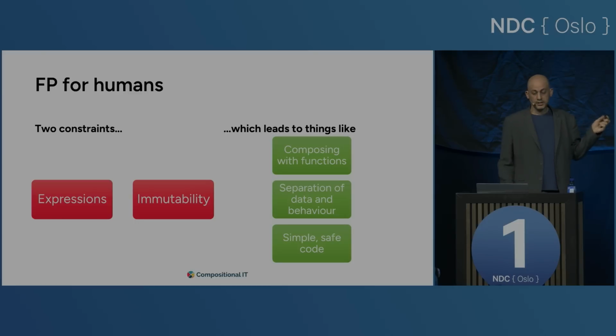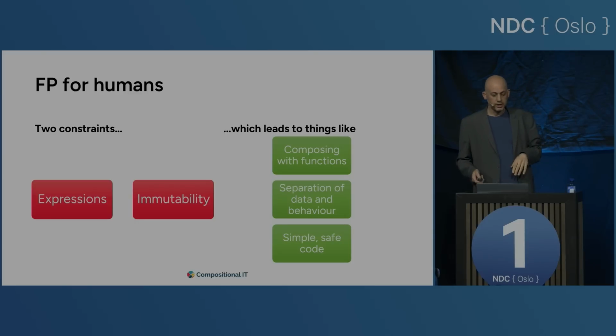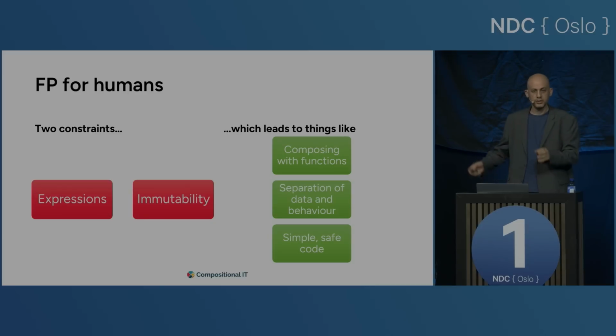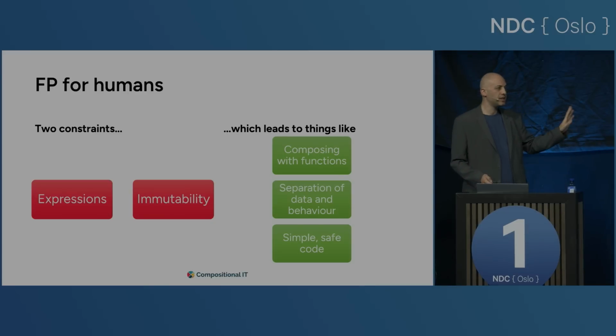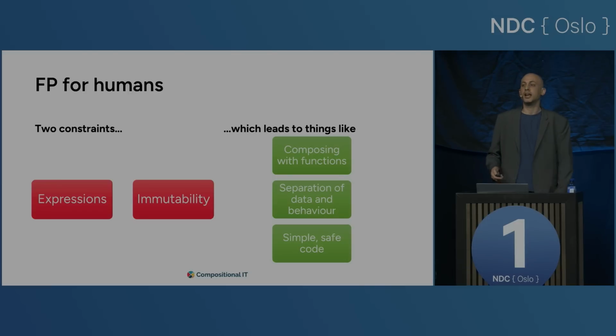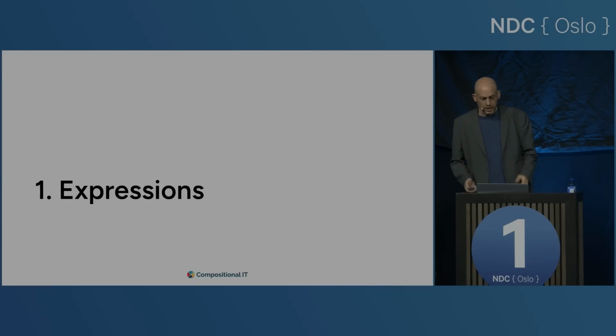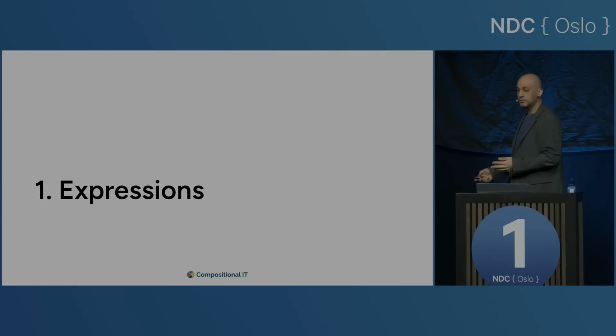If you do those things and stick to these two rules, then you can start worrying about other things, like composition with functions and simple code and separation of data and behavior. But those kind of things come because of these two things on the left. So I'm just going to talk about what they are.